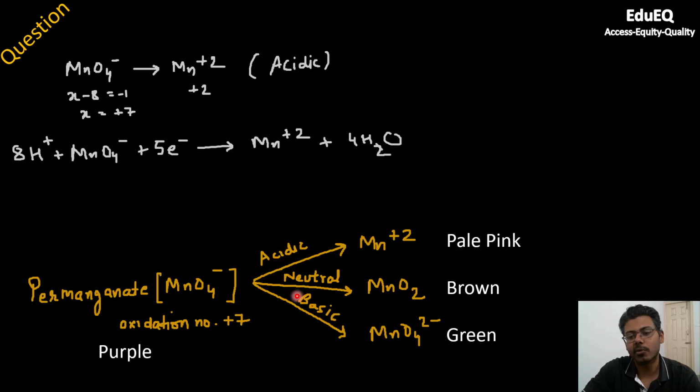The questions will not even specify whether the medium is basic. You have to keep this at the back of your mind, or you have to understand this concept that the characteristic color is lost. When you put permanganate in basic medium, it becomes green, or when you put this in a neutral medium, it becomes brown, and in acidic medium it becomes pale pink.